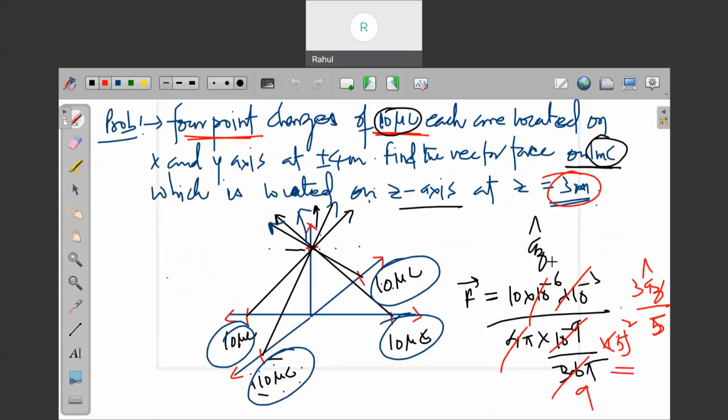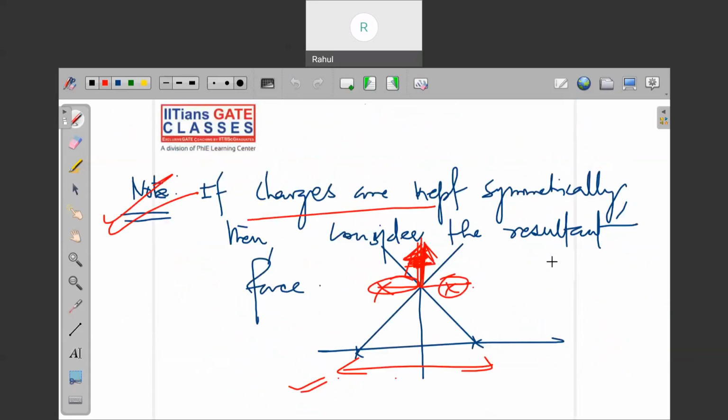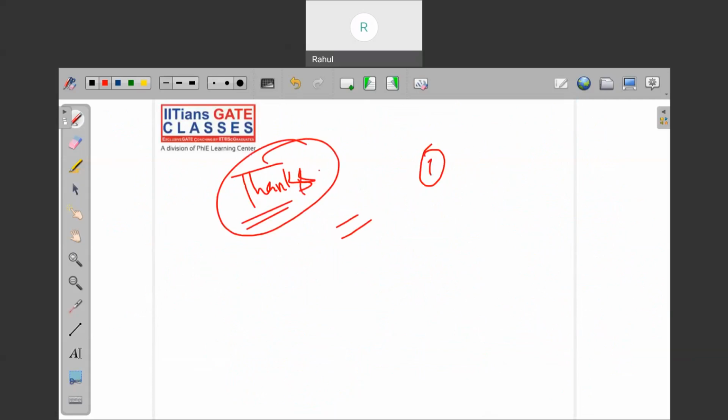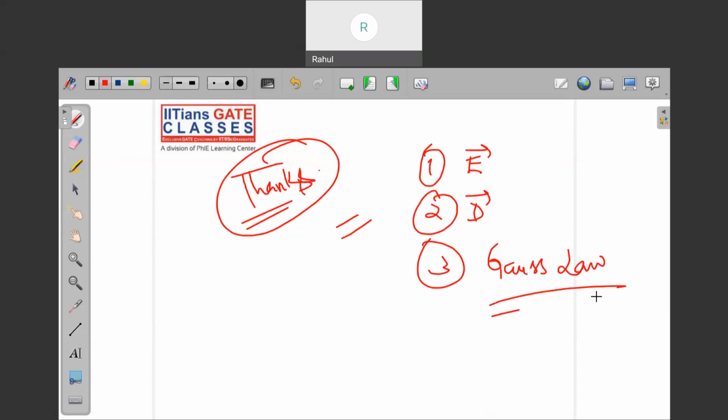So this is how we solve the question, and we'll meet in the next session, and we'll talk about various problems related to Coulomb's law. Then we will discuss electric field, one of the very important concepts. We'll discuss about D, we'll discuss Gauss law and its application.